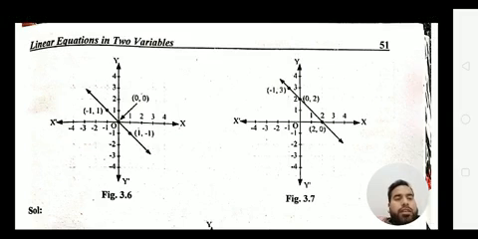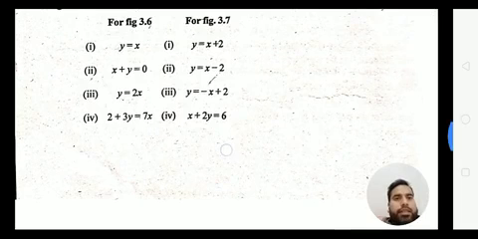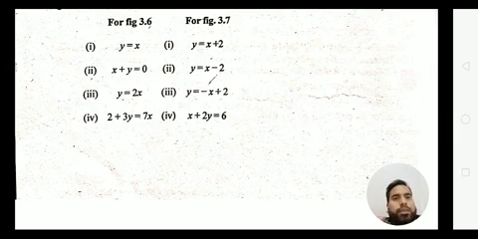Now let's start. First point is 1, minus 1, so let's put 1 in place of x and minus 1 in place of y in the first equation. When I put x is equal to 1 and y is equal to minus 1, I got minus 1 is equal to 1, which is never true. So discard this equation.